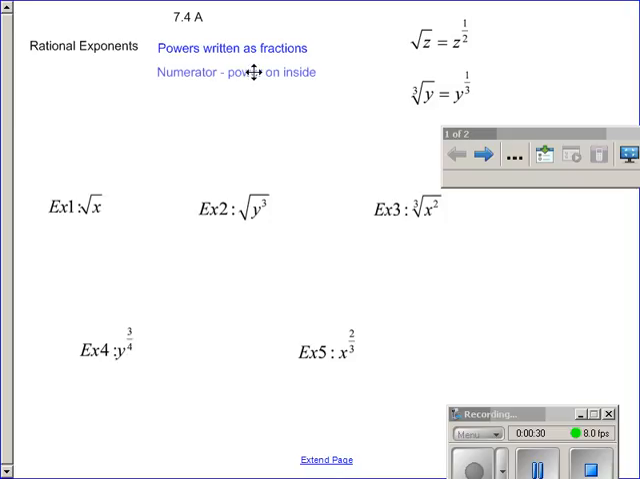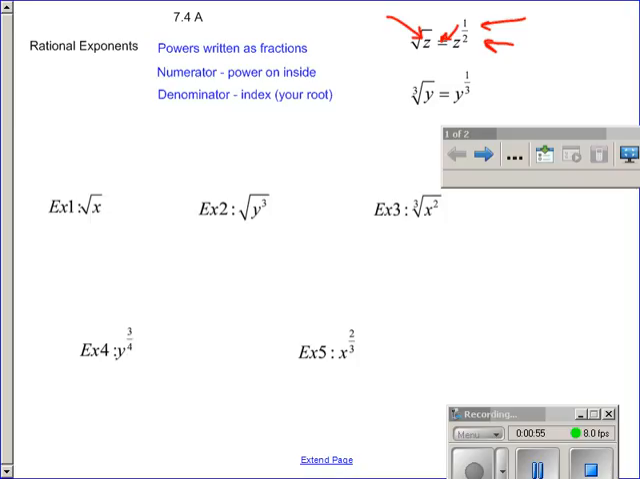The numerator is the power on the inside. So the numerator, which is the top of our fraction, comes from the power on the inside. So in this example, when there's no power, we know it's to the first. The denominator is your index, or your root. So in this case, we had the square root, which is why our denominator is 2.